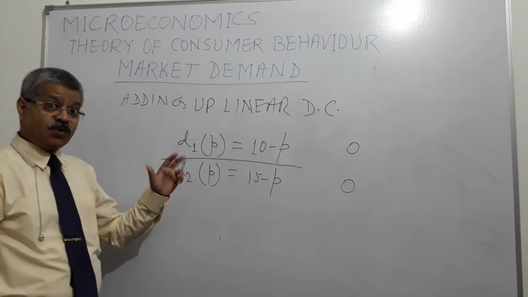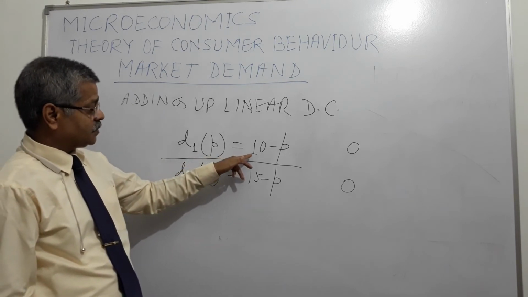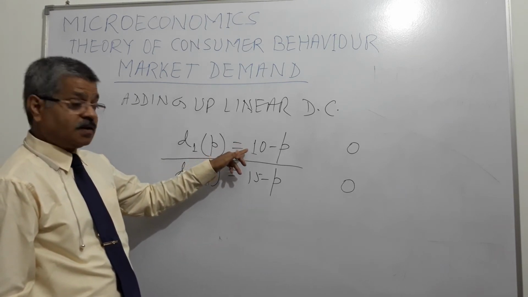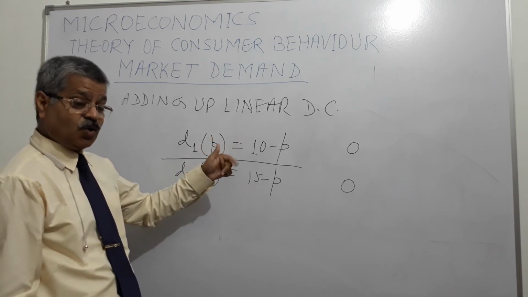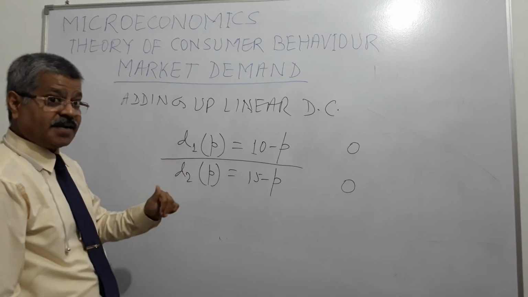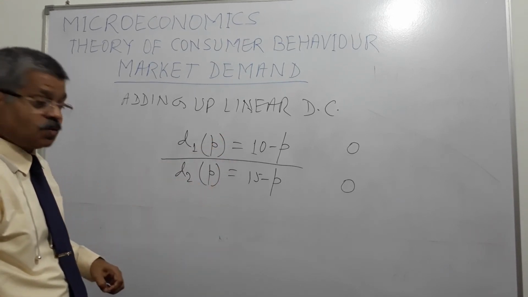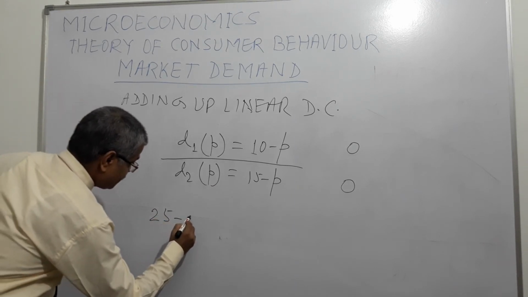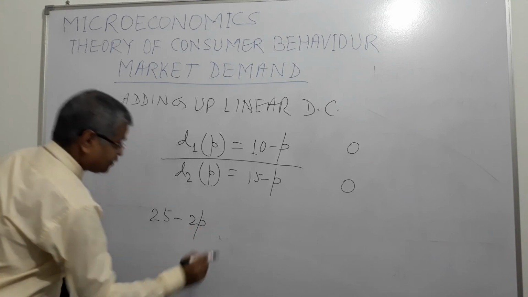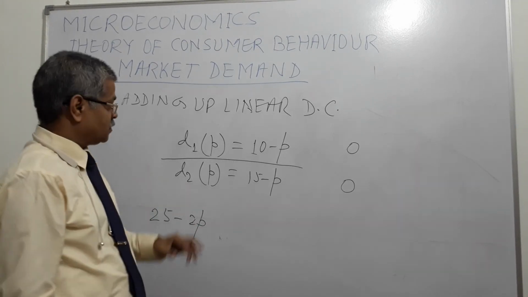So what do they demand? If the price is equal to 10 or below 10, the market demand will be a summation of these two. What will that be? 25 minus 2p. Right? We'll see it again.